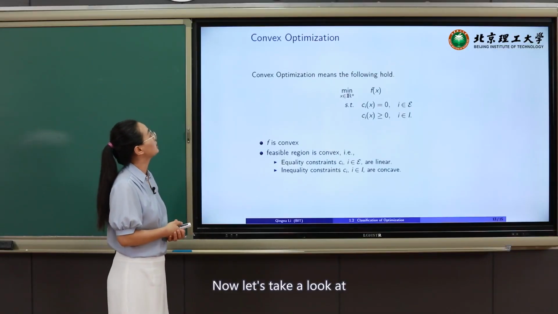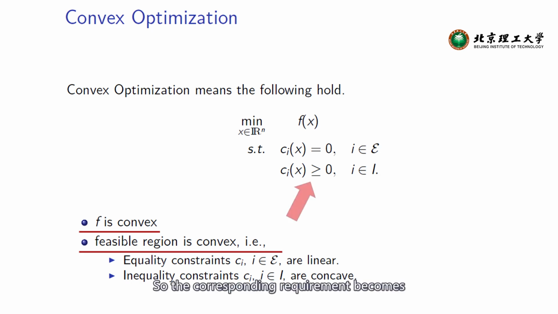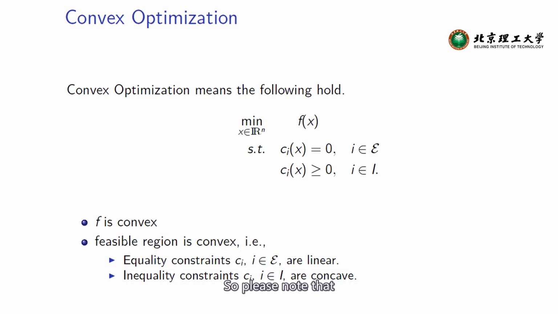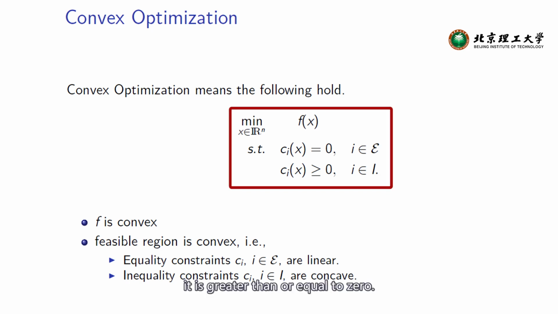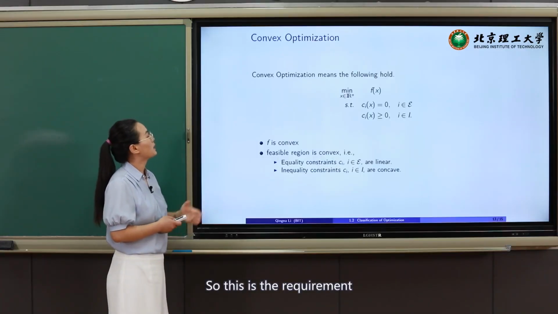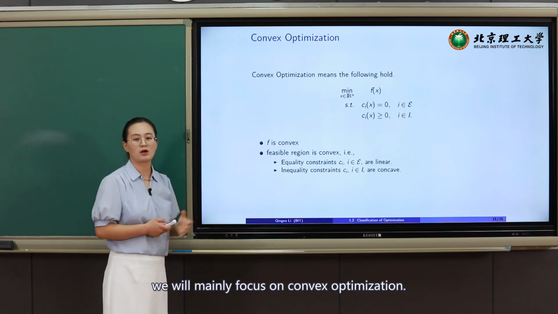Now, let's take a look at convex optimization. For convex optimization, as we mentioned before, the function must be convex and the feasible region must be convex. So in terms of equality constraints and inequality constraints here, the corresponding requirement is that the equality constraint Ci must be a linear function. And for inequality constraints, we must require this Ci to be a concave function. Please note that here, for inequality constraints, it is greater than or equal to 0. So in this case, this Ci must be a concave function to make it a convex region. Right, so this is the requirement for convex optimization. In this book, we will mainly focus on convex optimization. Okay?